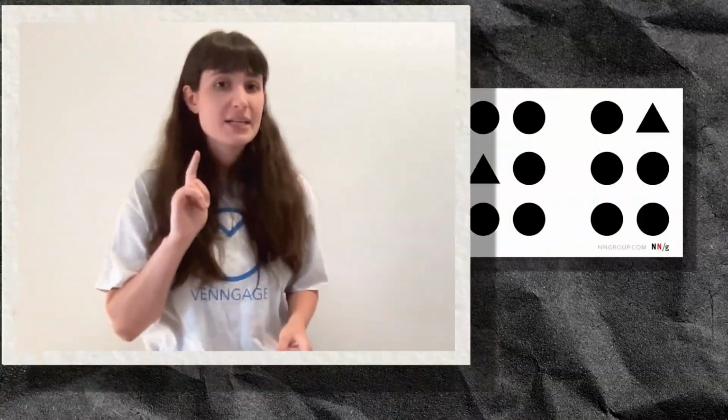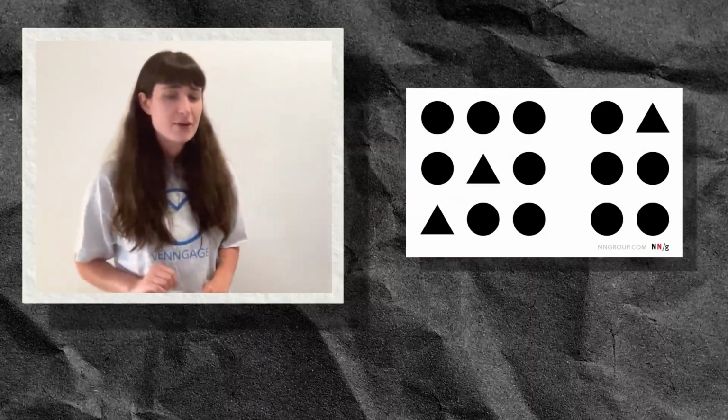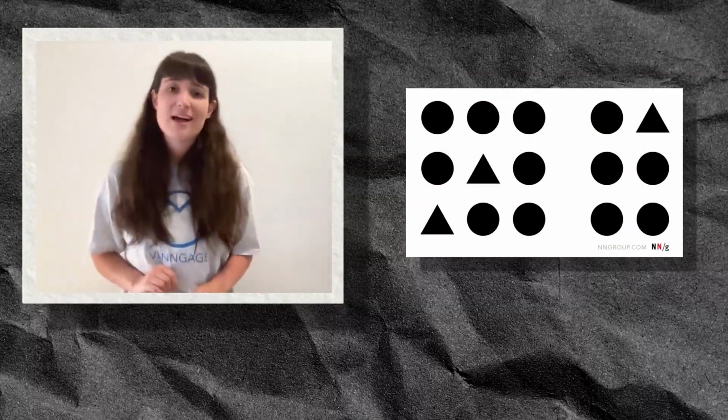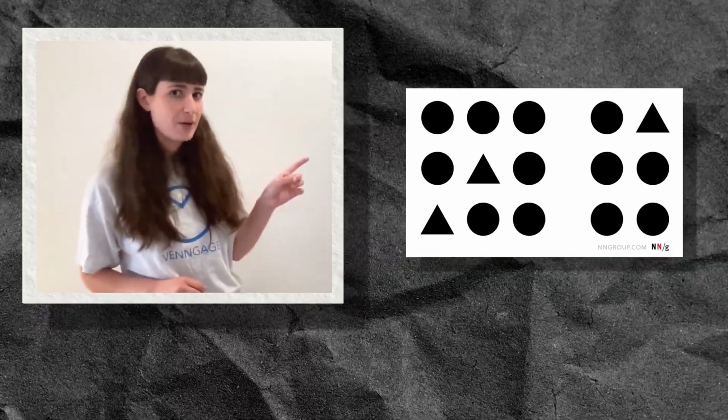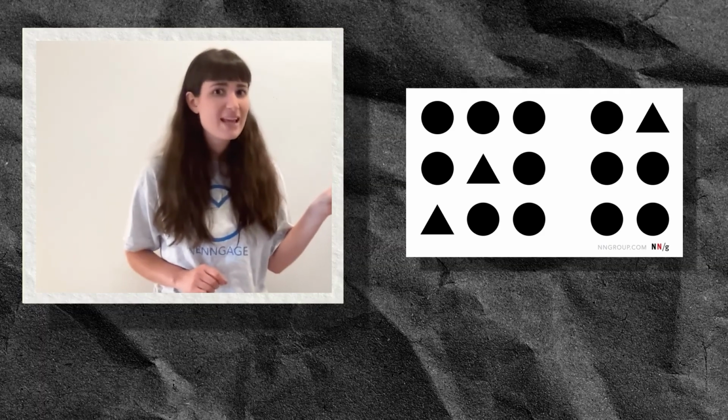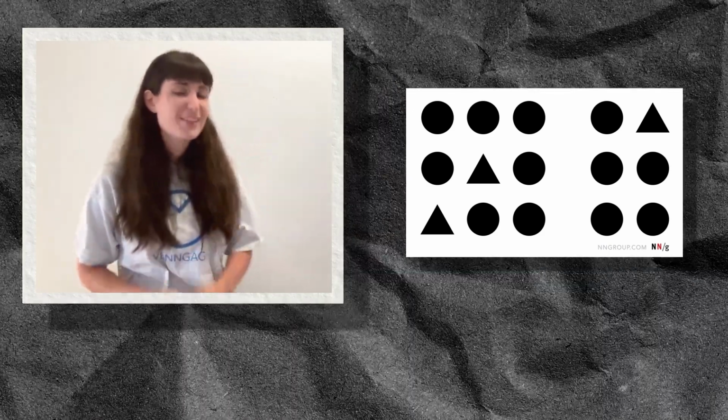Principle number 5, proximity. Proximity refers to grouping elements together to emphasize their relationship. The eye tends to naturally read elements near each other as being related, even if they lack other unifying characteristics. See how the shapes on the left feel like one group and the shapes on the right another, even though they're not all the same? Neat, right?